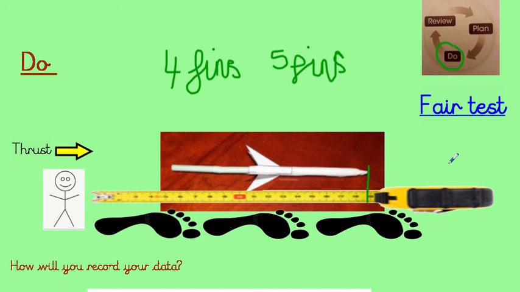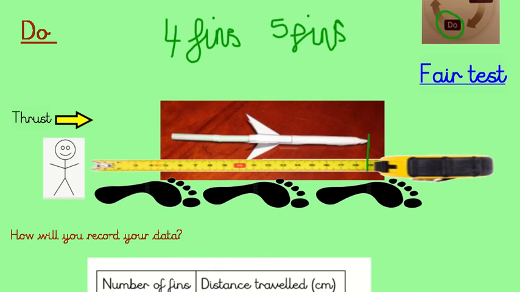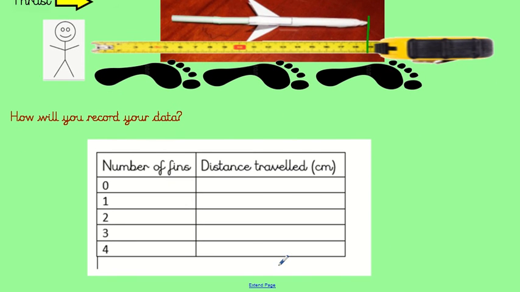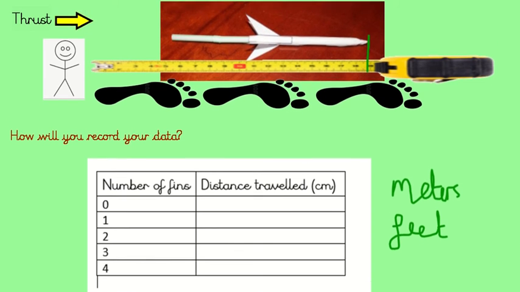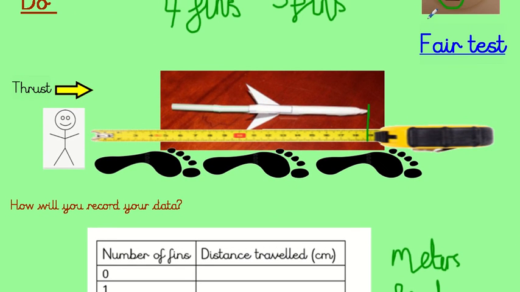So how are you going to record your data? Now here is a table that I've created with the number of fins and the distance travelled. I've put centimetres here as my unit of measurement, but you could decide that metres is more appropriate. Or if you're measuring using your feet, then you are measuring in feet. Okay, before you start then, don't forget to consider those variables that you need to control to ensure that you have a fair test.